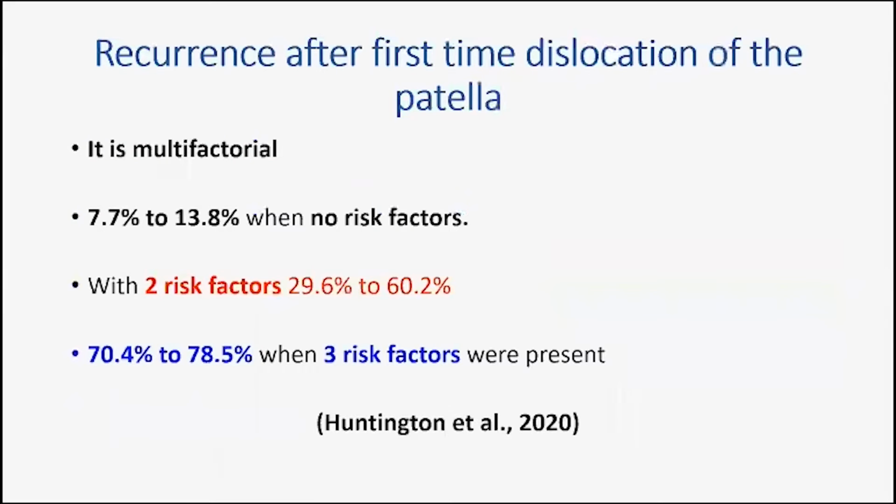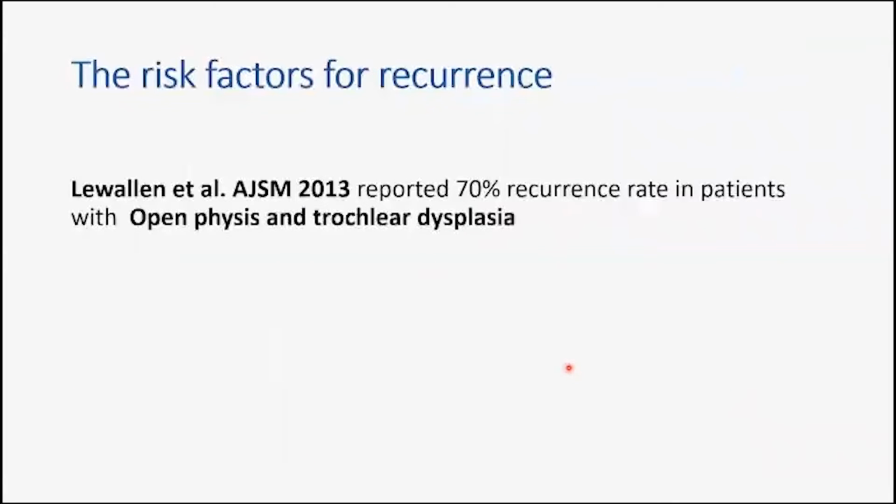Recurrence after first-time dislocation, according to many authors, is related to the number of risk factors the patient has. It increases from 7% to nearly 80% with increasing risk factors. Llewellyn, in the American Journal of Sports Medicine in 2013, reported a 70% recurrence in skeletally immature patients with trochlear dysplasia. So we have to identify the risk factors because the recurrence will depend on their presence.